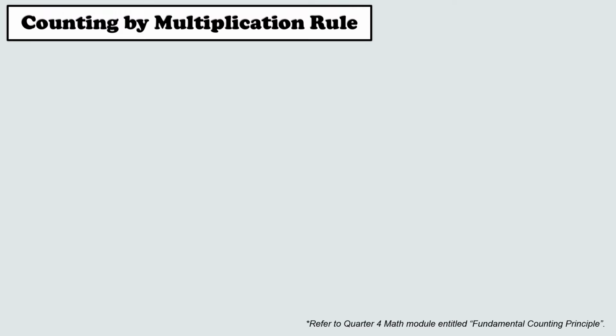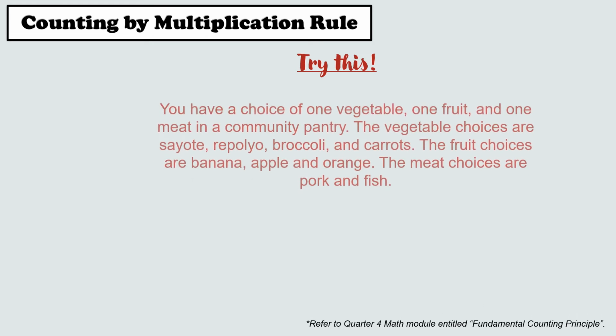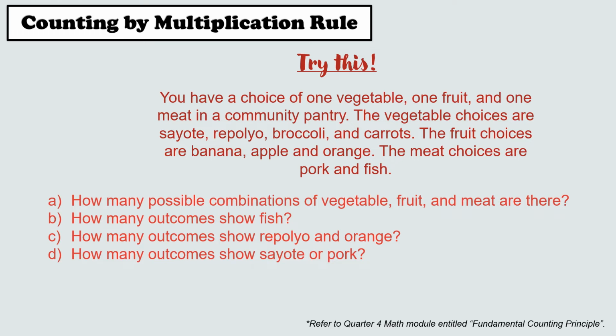Refer to your quarter 4 module entitled Fundamental Counting Principle for this lesson. Given that you can only choose one vegetable, one fruit, and one meat in the community pantry, we are tasked to determine the possible outcomes for each of the following situations.